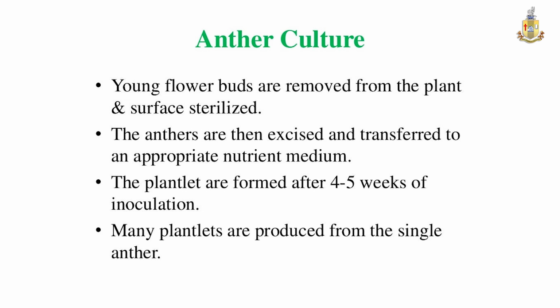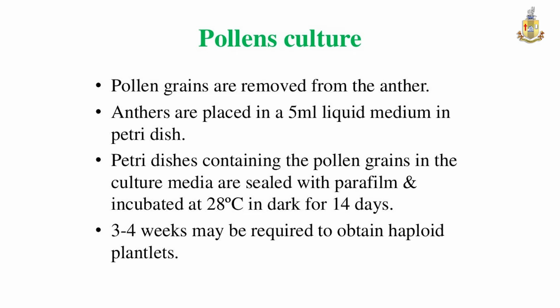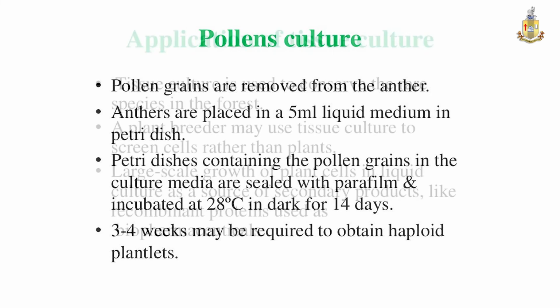Anther culture. Young flower buds are removed from the plant and surface sterilized. The anthers are then excised and transferred to an appropriate nutrient medium. The plants are formed after 4 to 5 weeks of inoculation. Pollen culture. Pollen grains are removed from the anther. Anthers are placed in a 5 ml liquid medium in a petri dish. The petri dishes containing the pollen grains in the culture media are sealed with parafilm and incubated at 28 degrees Celsius in the dark for 14 days.